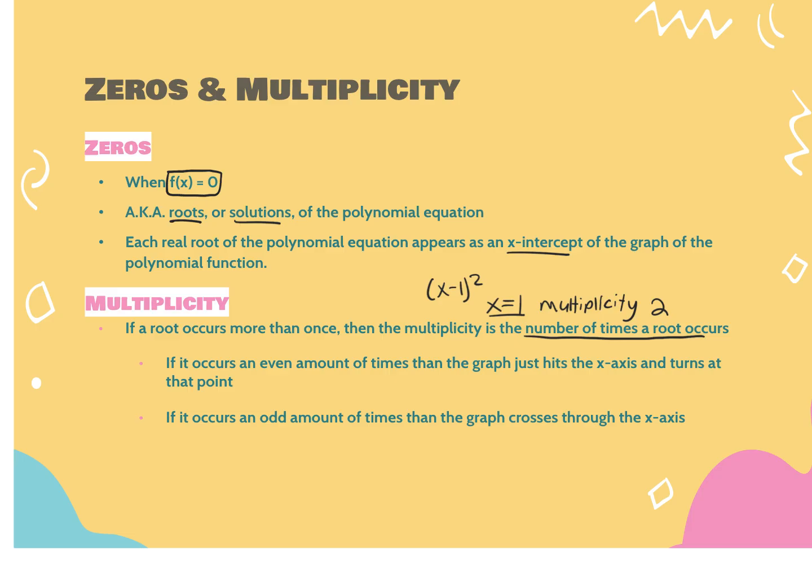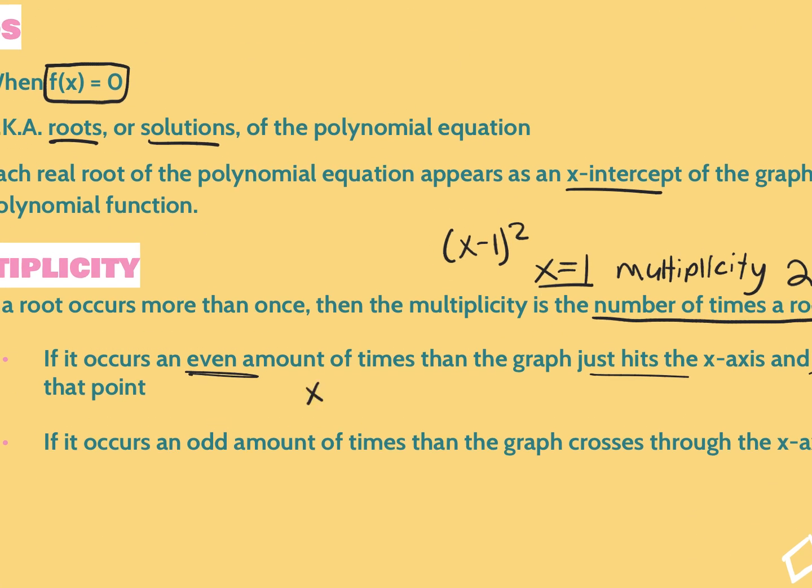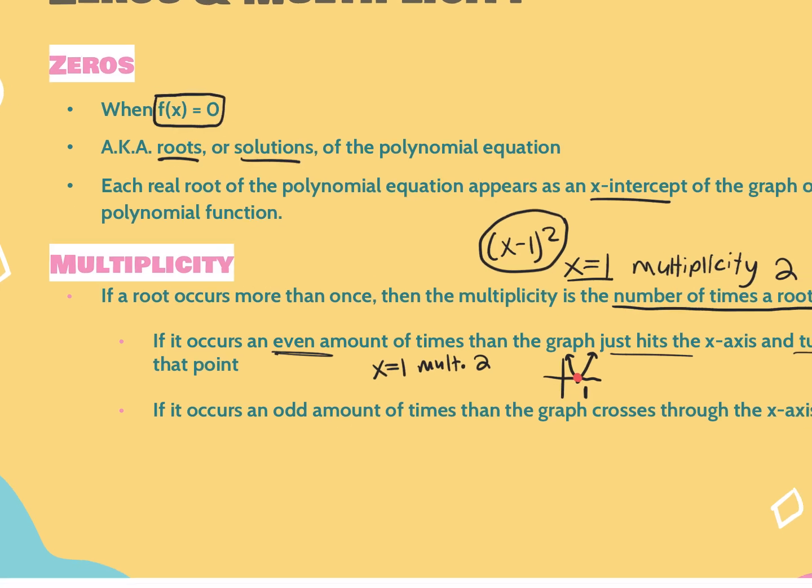What behavior it has: if the multiplicity is even, then the graph is going to touch and turn. So it's just going to hit the x-axis and turn. For example, let's say I have x equals 1 with multiplicity of 2, right? I'll take this right here. You know that that is a quadratic function. It's going to make a parabola shape. And at x equals 1, it's going to go down, touch it, and then turn around, right? So then it's going to go kind of like that. Notice that it doesn't go through the x-axis, it just touches it and bounces back, all right?